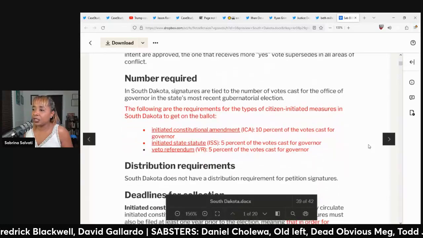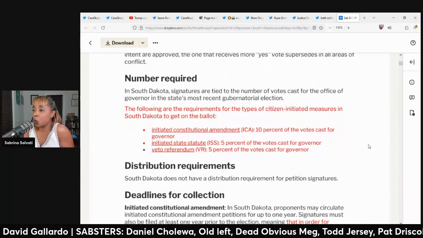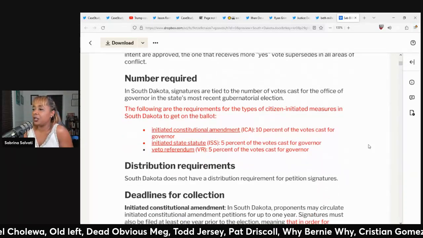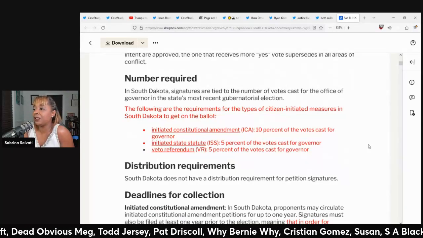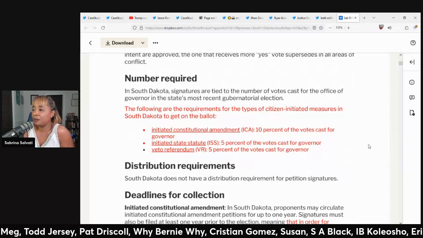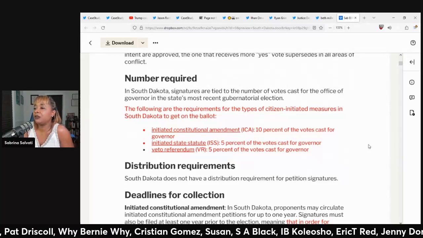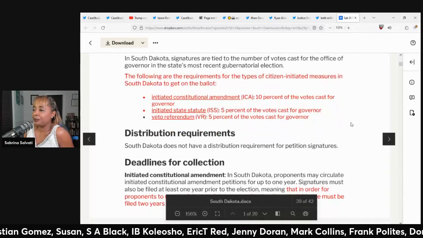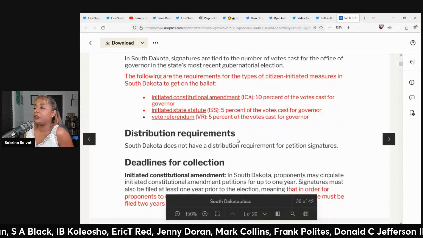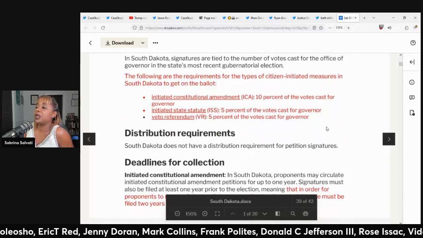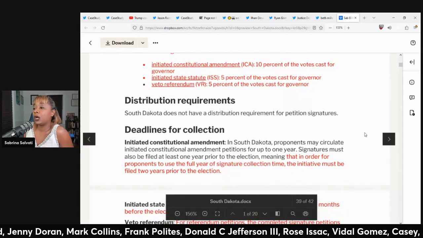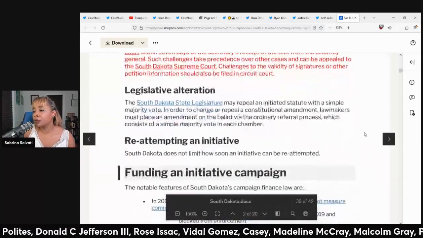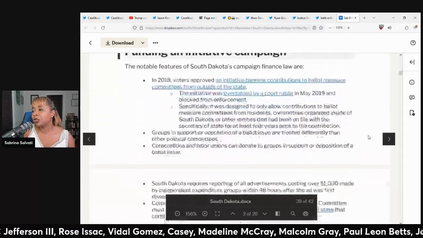Number required. In South Dakota, here are the signatures required. The following are the requirements for the types of citizen-initiated measures in South Dakota to get on the ballot. Initiated constitutional amendment, 10% of the votes cast for governor. For initiated state statute, 5% of votes cast for governor. And for veto referendum, 5% of votes cast for governor. Let's get to the first one. Theirs were actually pretty interesting.